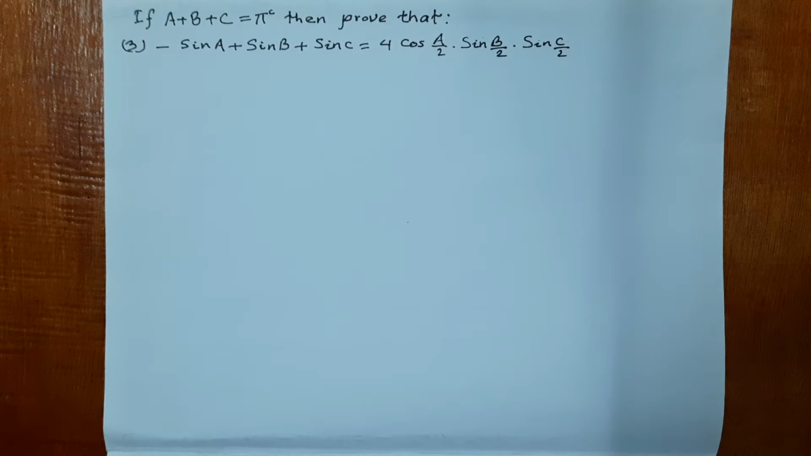So up to two questions we completed in the last video. Now I'm starting from the third question. If a plus b plus c equals pi radian, then we have to prove that minus sine a plus sine b plus sine c equals 4 cos a over 2 sine b over 2 sine c over 2. Let's start this from the left hand side.